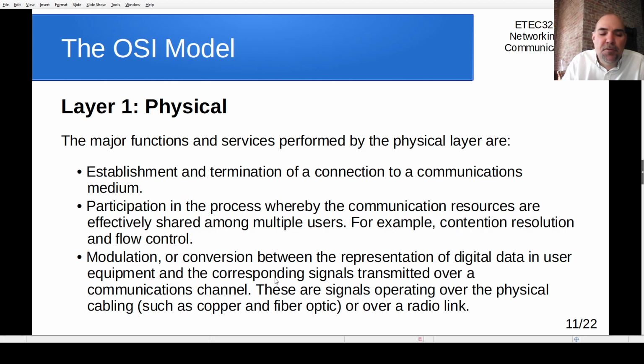Now, also there's actually putting the data on there, modulation to put the data on the channel. And the idea there is that somehow we have to take this digital representation of data, meaning the binary ones and zeros that make up the content of the message, and we have to put that as a signal over the wire.